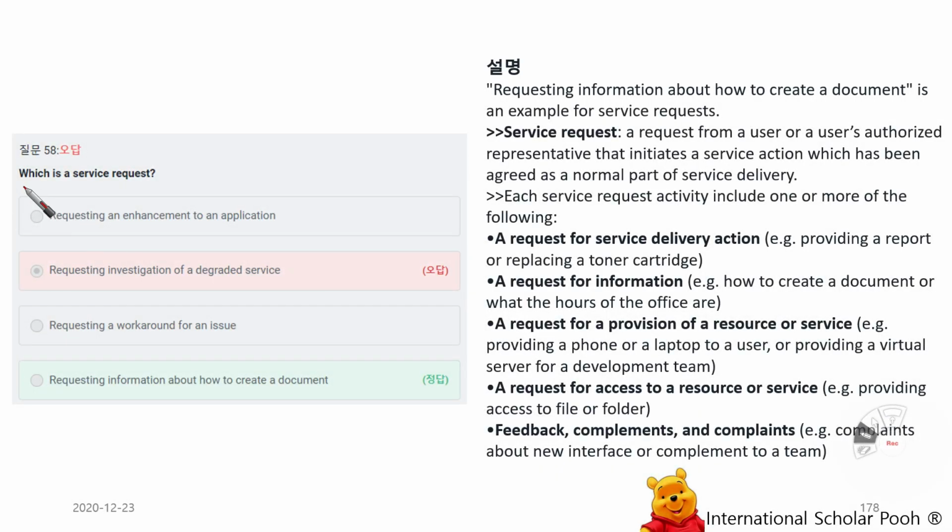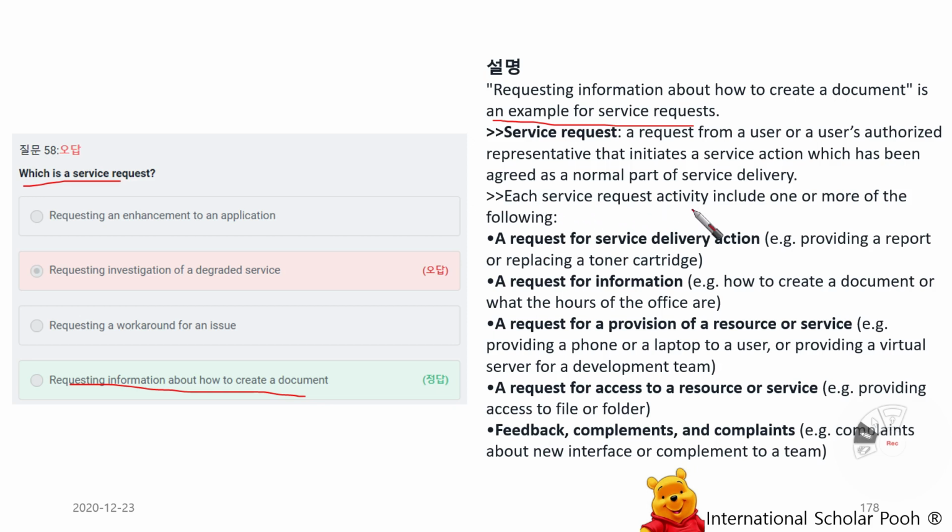What is a service request? Which is a service request? Requesting information about how to create a document. Requesting information about how to create a document is an example of a service request. A service request is a request from the user or the user's authorized representative that initiates a service action which has been agreed as a normal part of service delivery.